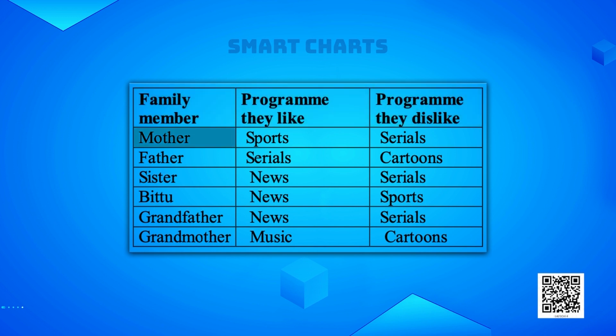So, Bittu's mother liked sports and she disliked serials. Bittu's father liked serials but disliked the cartoons. Bittu's sister liked news but she disliked the serials. Whereas Bittu, I have already said, he liked news but he disliked sports. Bittu's grandfather liked news but he disliked serials. So, Bittu's grandmother liked music but she disliked cartoons.